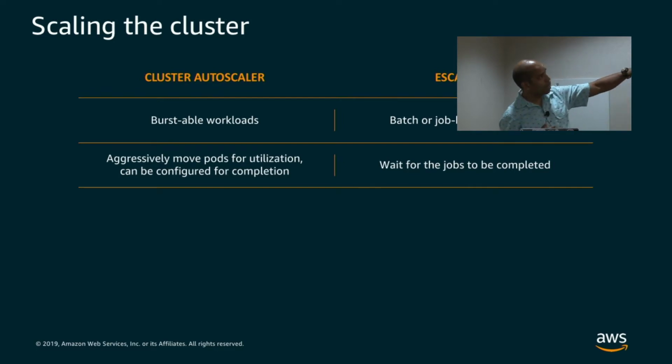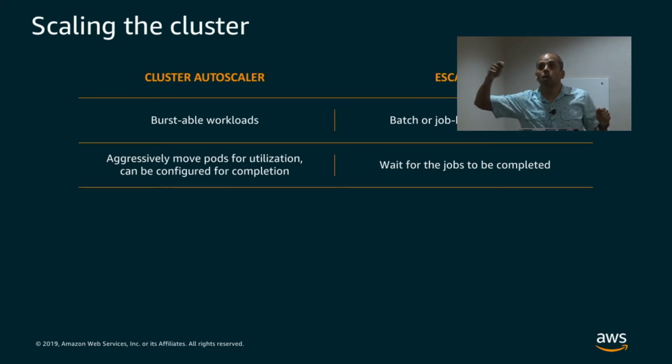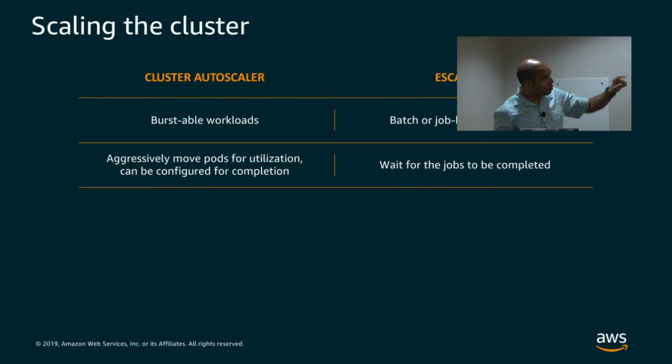But that is detrimental for your machine learning workloads because you don't want the job to be terminated. Particularly if it has been running for 8 hours, you have to pretty much resume all over. So Escalator, on the other side, waits for the jobs to be completed. That's the big difference that you want to think about.